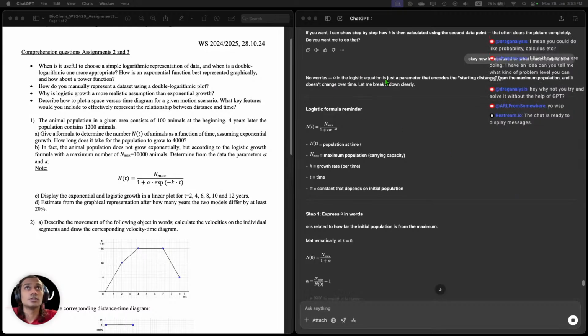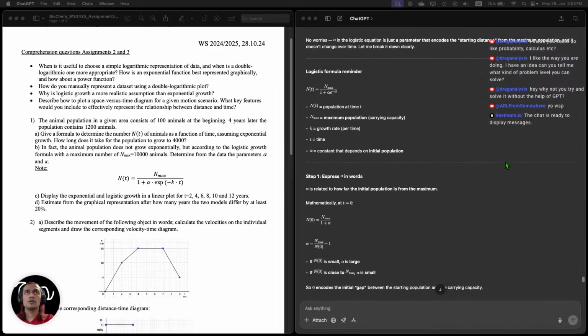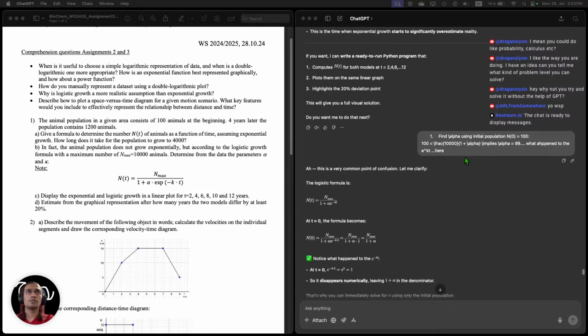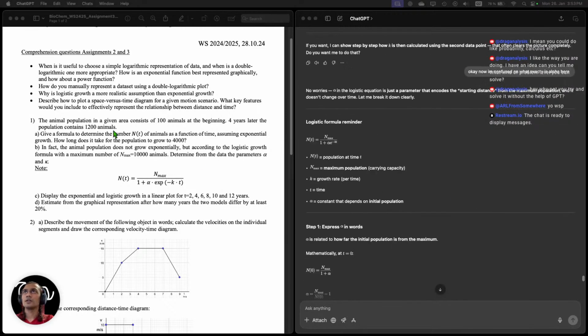No worries, alpha in the logistic equation is just a parameter that encodes the starting distance from the maximum population, and it doesn't change over time. What is the value we got for alpha? Alpha was 99. Okay. It started at 100.